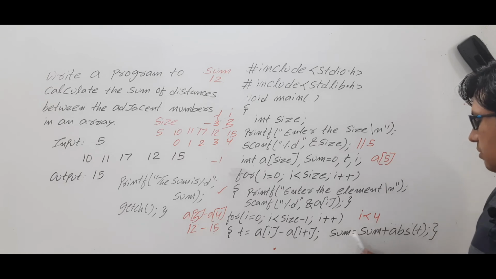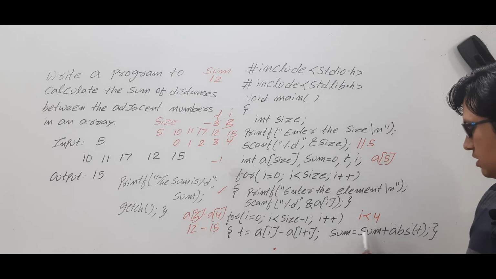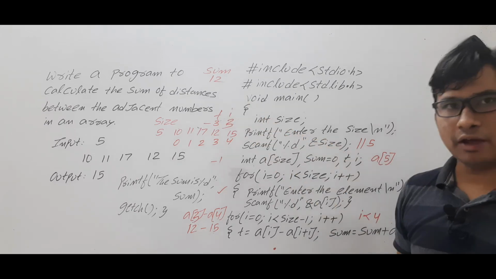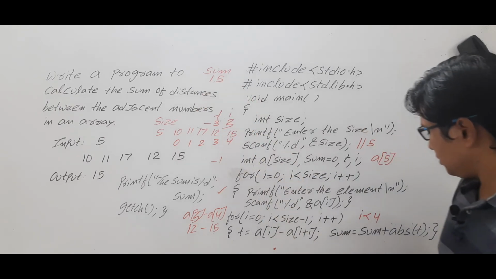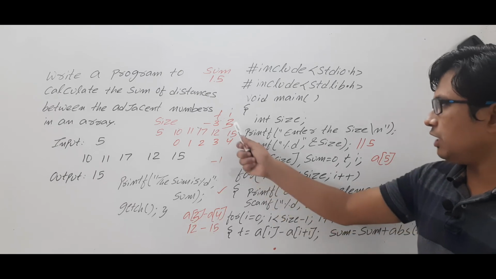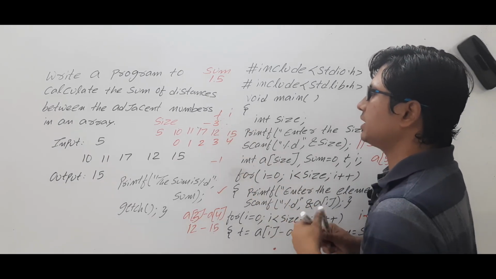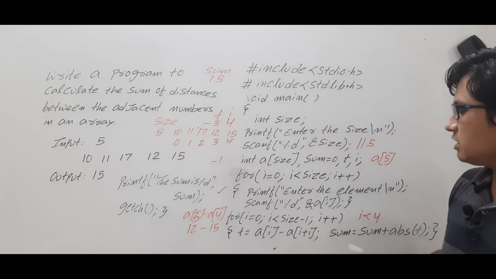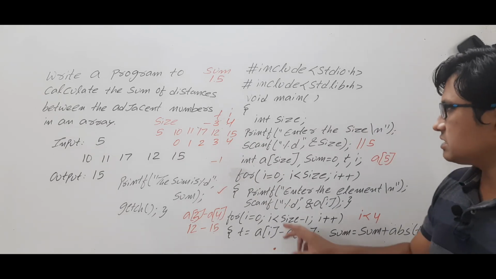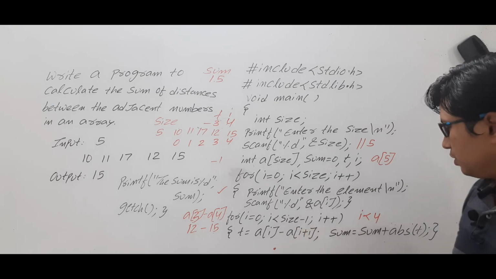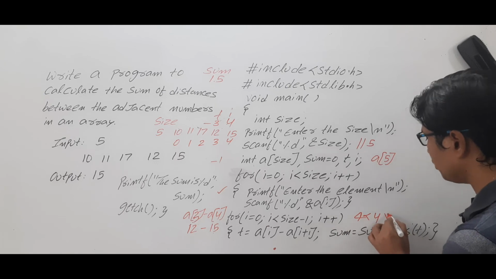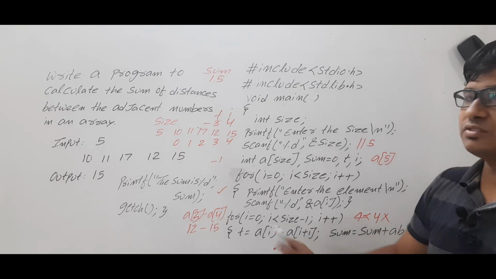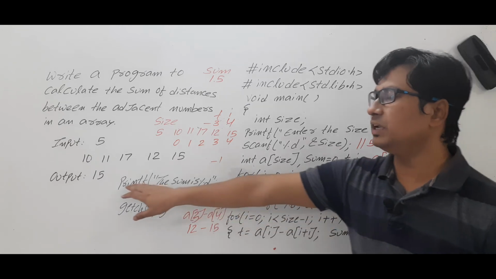Now what they have written, sum is equal to sum plus absolute of t. Absolute of minus 3 is 3. So sum is equal to sum plus 3. Sum is already having 12. 12 plus 3 is 15. Okay. Now once it is done, I plus plus, I value is 3. 3 plus plus will become 4. Now look at the condition. I less than size minus 1. Size value is 5. 5 minus 1 is 4. So I less than 4. I value is what? 4. Whether 4 is less than 4? No. 4 is equal to 4. This condition is fail. If this condition is fail, you will execute this statement.